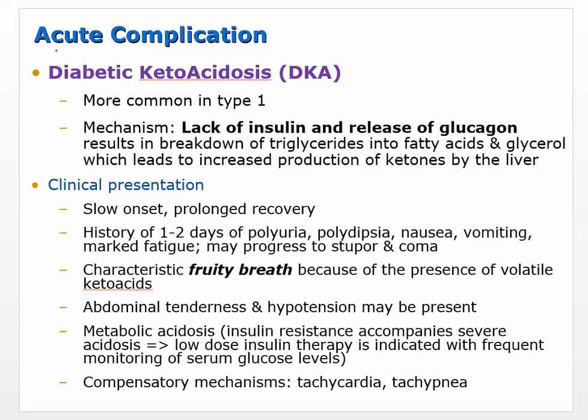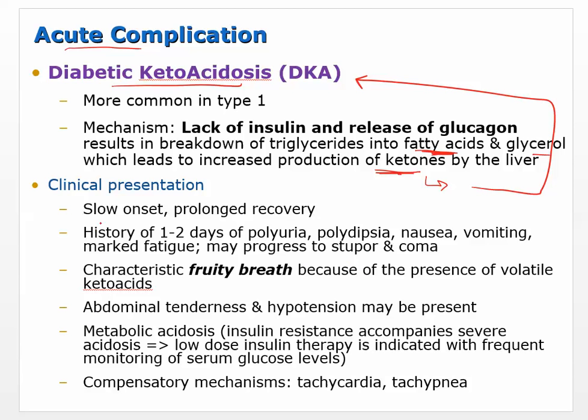Okay, so some acute complications: diabetic ketoacidosis. We already mentioned that. If you're making glucose from fatty acids, which are formed from triglycerides, and from glycerol and amino acids, then you're going to be producing more ketones. Ketones are acidic, and that's where we get ketoacidosis. So your blood becomes more acidic.